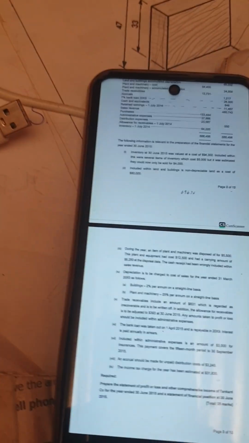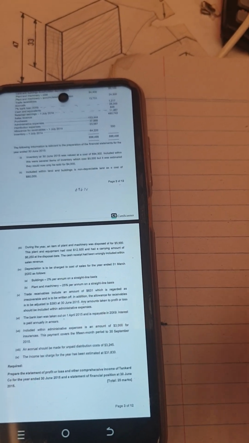We've been given a short trial balance and a lot of adjustments down here, as you can see. So the question is requiring us to prepare the statement of financial position as well as the statement of profit and loss account for the year 2015. Okay, so I've already drawn the lines so that it's going to be easy for us.